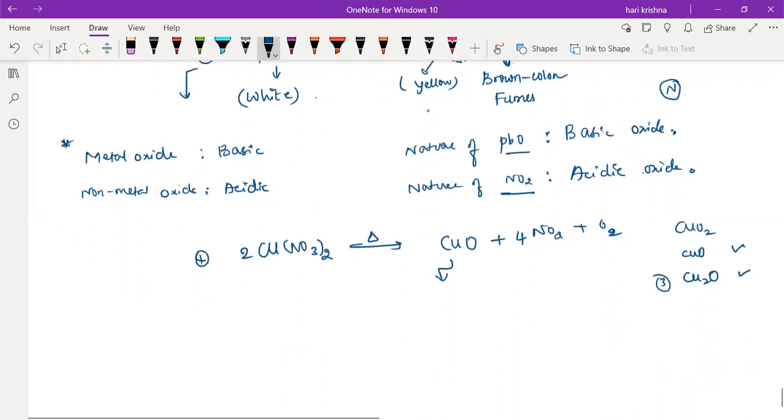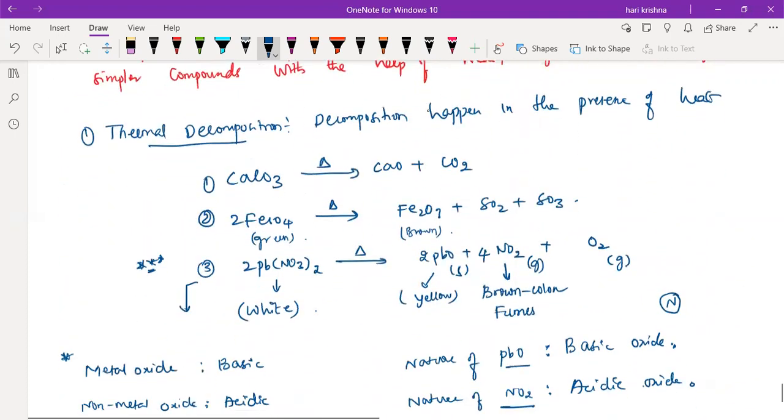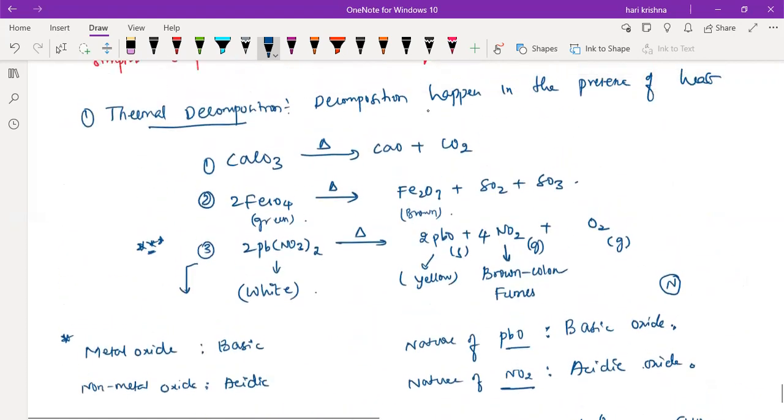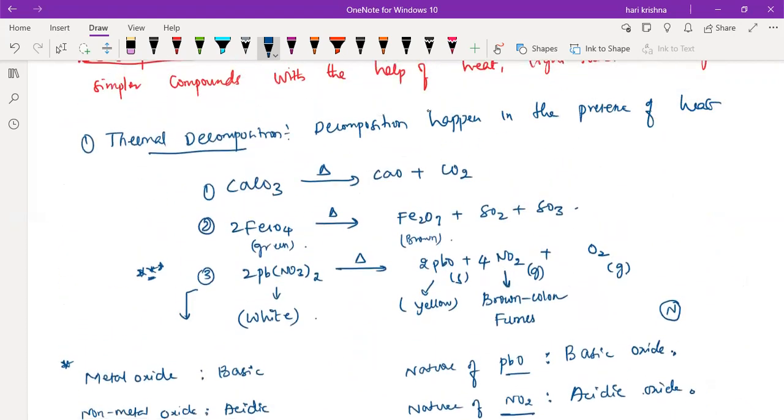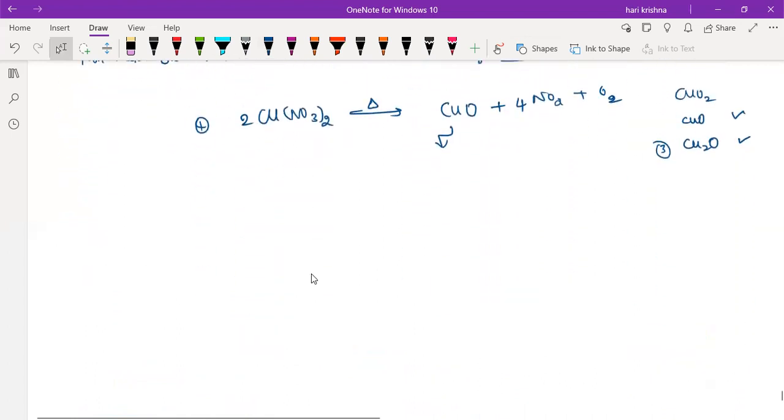So, any doubts in this thermal decomposition? No doubts. See, the topic is not important. When you're doing thermal decomposition of a particular salt, what products are forming, what is the color of that substance, and what is the nature of the substance? That is important from this topic. Clear? Yes, sir. Okay, next one.